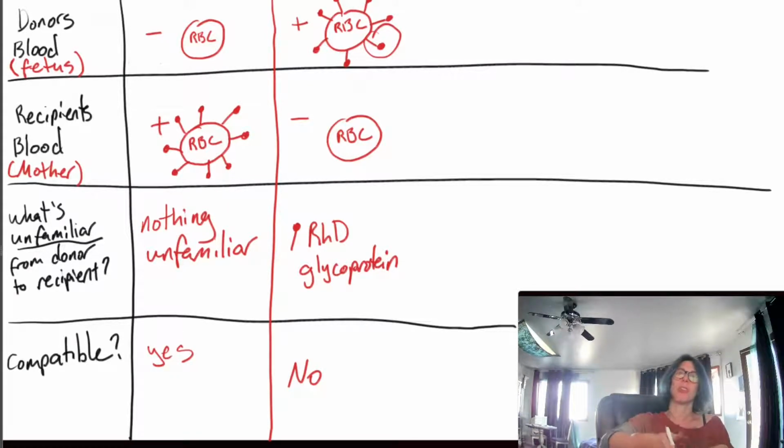But after her first pregnancy with an RHD positive baby, and after her first exposure to that RHD antigen, she is going to start developing antibodies that attack that RHD antigen. And so in her second pregnancy with an RHD positive baby, those antibodies are going to be there. They're going to travel through the umbilical cord into the baby and destroy the baby's red blood cells, as if the red blood cells of the baby were pathogenic.